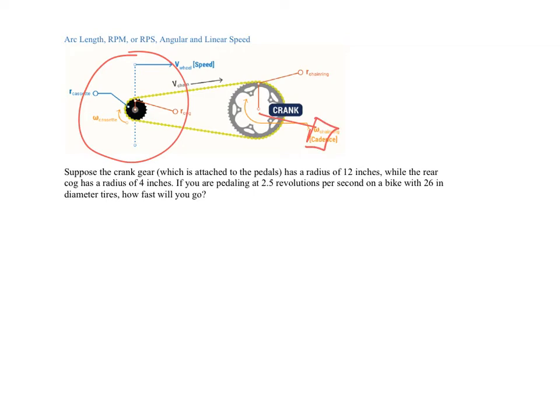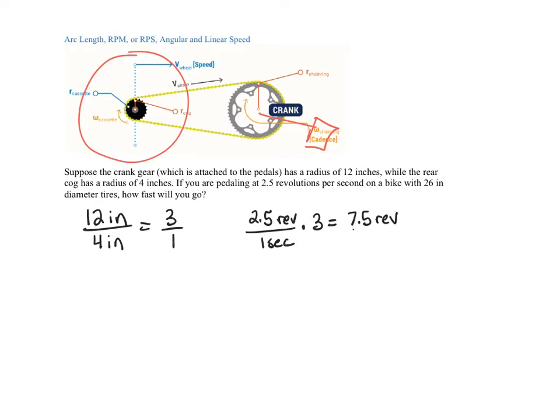So there is a shortcut that we could take, and that is to take the radius of the crank, 12 inches, divided by the radius of the rear cog, 4 inches, to get that it's a ratio of 3:1. We know that the larger one is moving at 2.5 revolutions per 1 second, and if we just triple that, we get that the rear is moving at 7.5 revolutions per second.